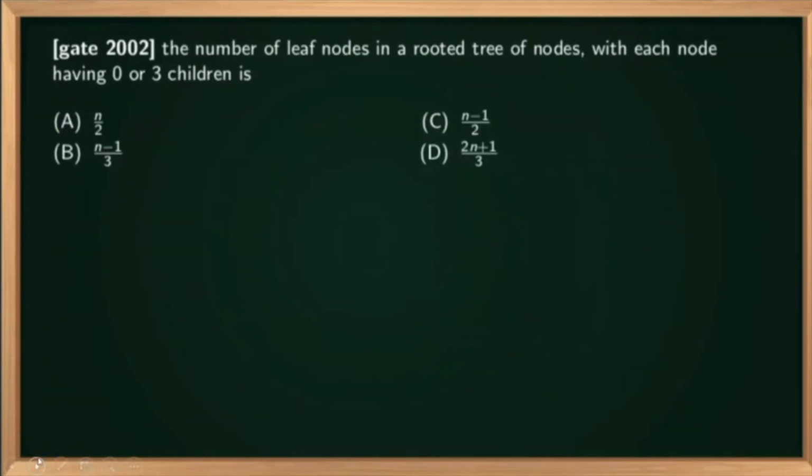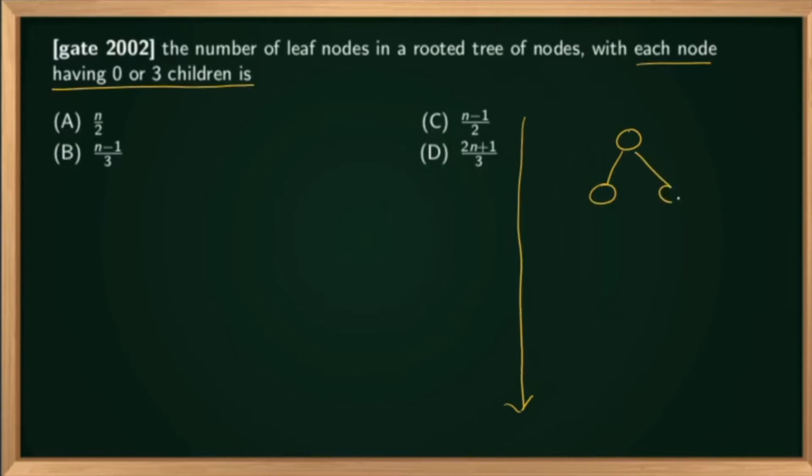So this is the next question. Okay, now listen here. Again we have a question. We don't know exactly what the formula for this is, right? So what we know is that each node has 0 or 3 children. That is the property we have. So I can just draw a tree something like this. Each node has 0 or 3 children, so either the node has 0 or the node has 3 children, right?